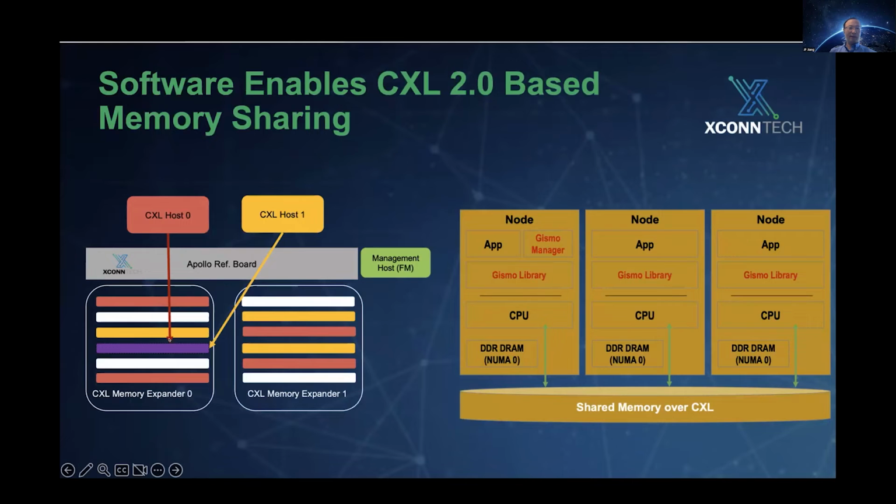The same color memory block means it goes to the same color host. However, in the memory sharing case, you could allocate a block of memory space that both host 0 and host 1 are going to access. That's what we call memory sharing. At this stage, at the CXL 2.0 stage, this kind of memory sharing can only be supported by software, whereas CXL 3.0 will really enable hardware-level memory sharing.